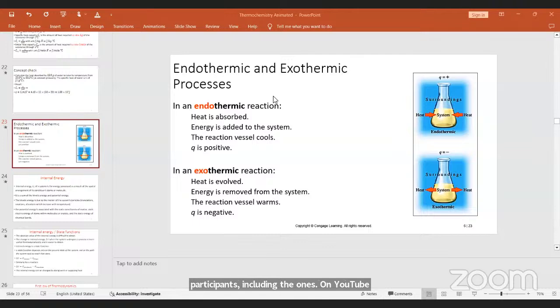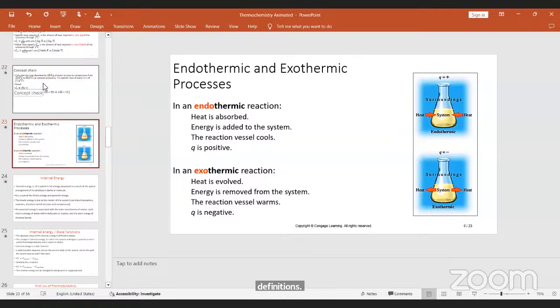So the last time we met, we looked at thermochemistry. We looked at some definitions, work, heat, and some calculations.